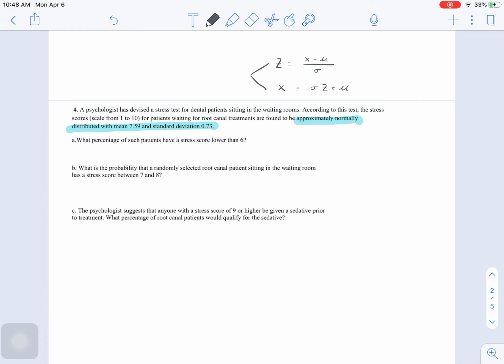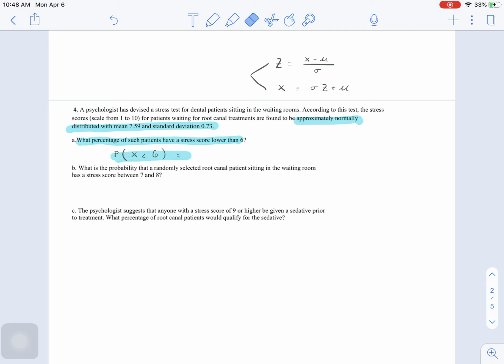Okay, so part A wants us to find the percentage of patients with a stress score lower than 6, knowing that the stress scores have a mean of 7.59 and a standard deviation of 0.73. In other words, we want to find the probability that your stress score is less than 6.